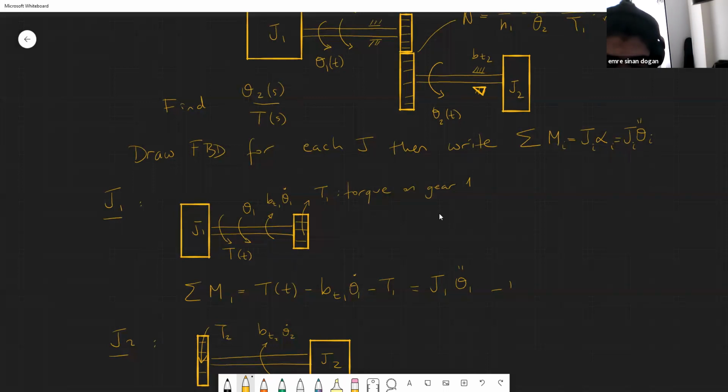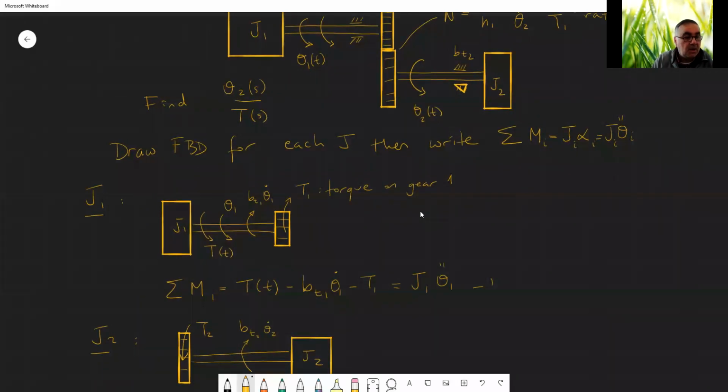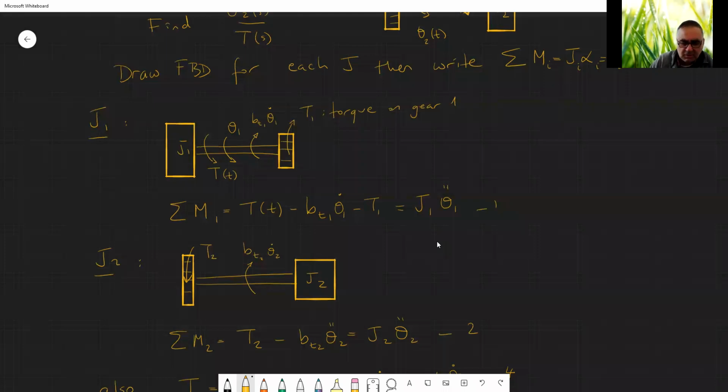So how do we choose the direction of BT? BT is again opposing the motion. That is in the opposite direction. So it's again against the rotation of theta 1. This is damping and friction, so it opposes motion. The same thing is true here. In the second one, now T2 is driving the shaft. Theta 2 is in this direction, as you know. Theta 2 and T2 are in the same direction. BT theta 2 dot opposes the motion.